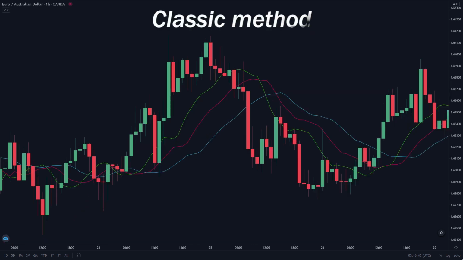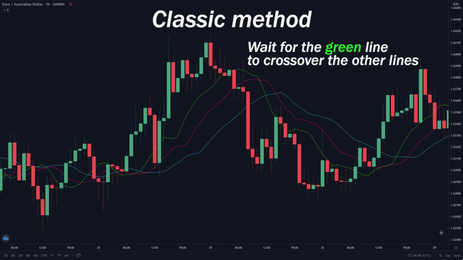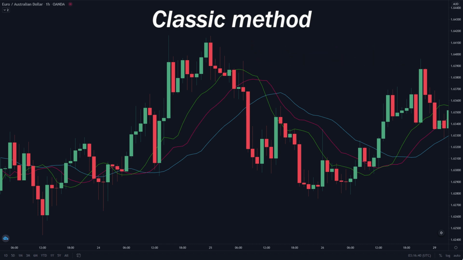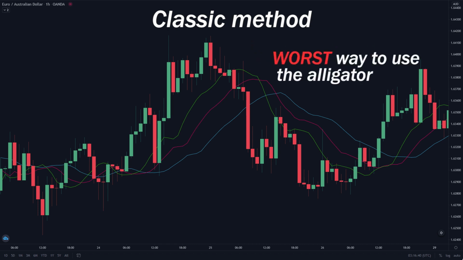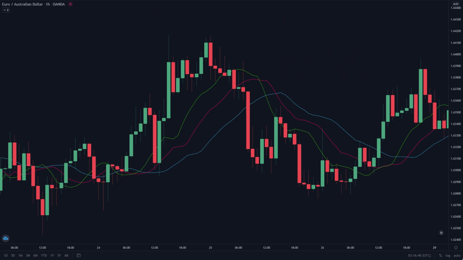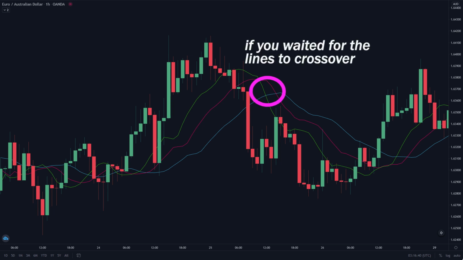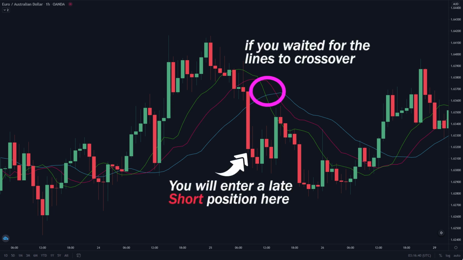So the classic way of using the indicator is to wait for the green line to cross over the other lines. When the green line crosses below, you take a short position, and when the green line crosses above, you take a long position. Well, that's actually the worst way you can think of using the alligator strategy, because the alligator is inherently a lagging indicator. So if you waited for the lines to cross over, you would have entered a trade very late. You will miss huge trends like this.